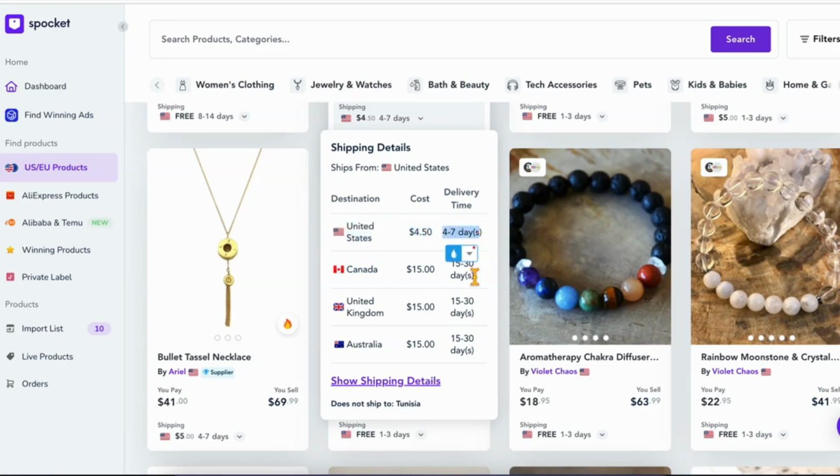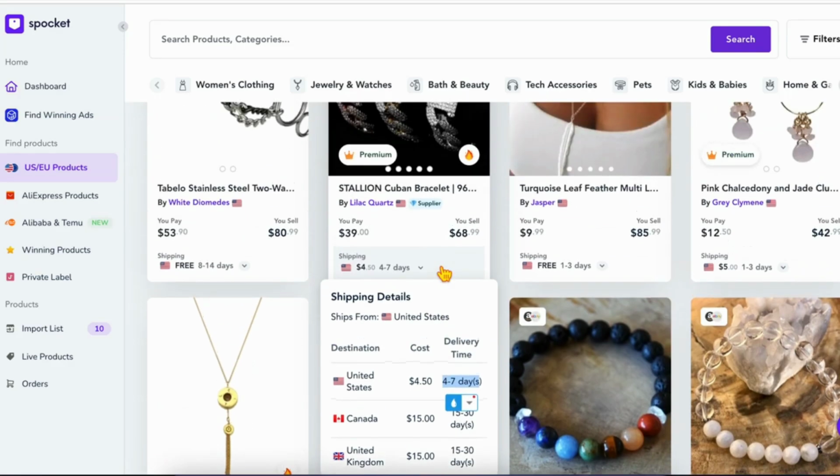By understanding these key metrics, you can make informed decisions about which products to sell, how to price them, and how to optimize shipping for your customers. Analyzing prices and profit clearly will help you scale your dropshipping business effectively using Spocket.